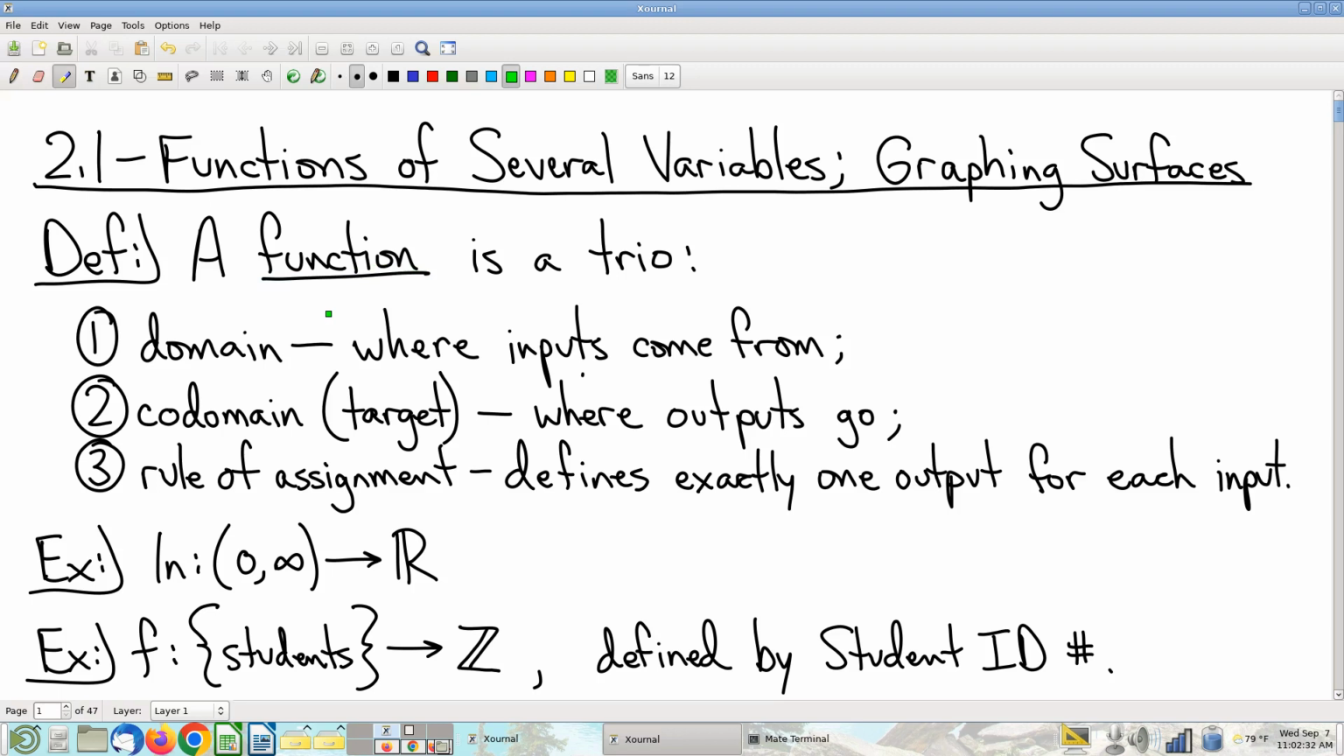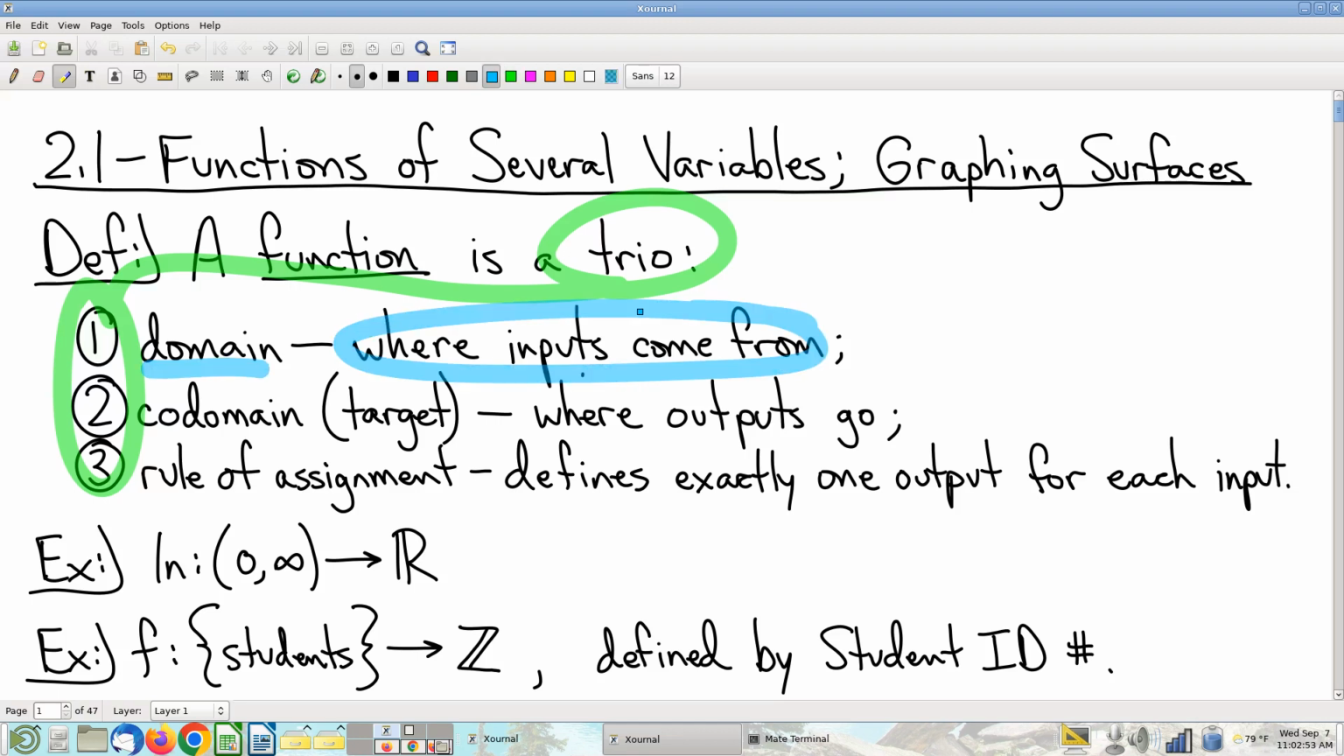A function is a trio. It's three things together. And that's important. It is all three. If any one of these things is missing, then you don't technically have a function. You need all three of these things together to make a function. The three things are a domain. That's where inputs come from. What I like to call a target. That's where outputs go to.